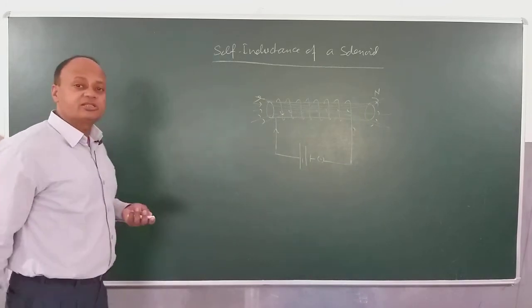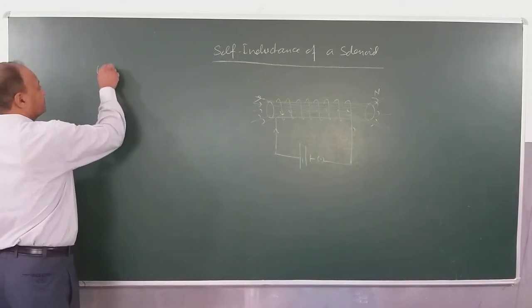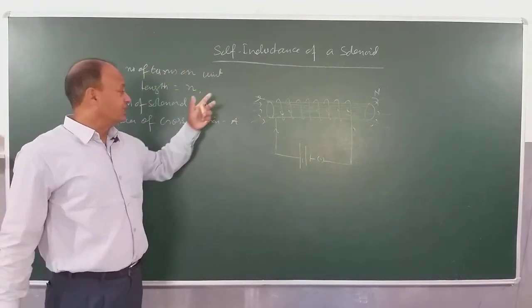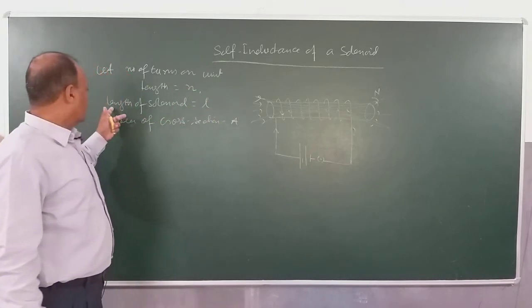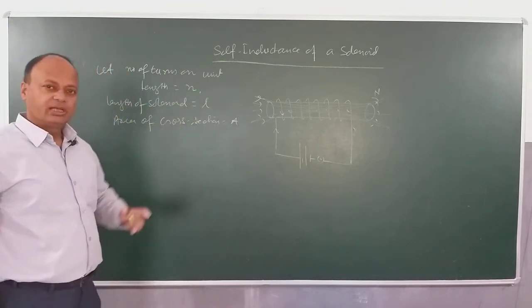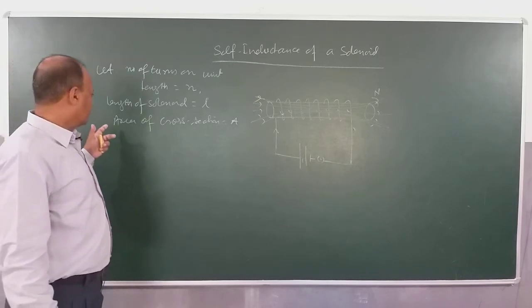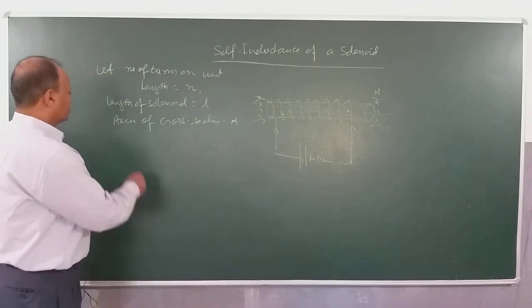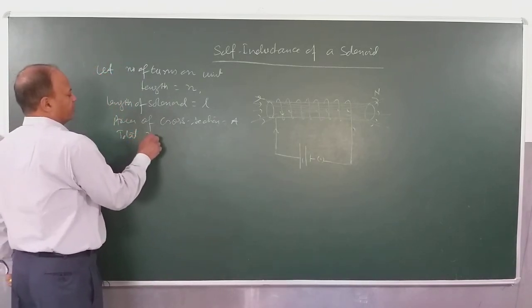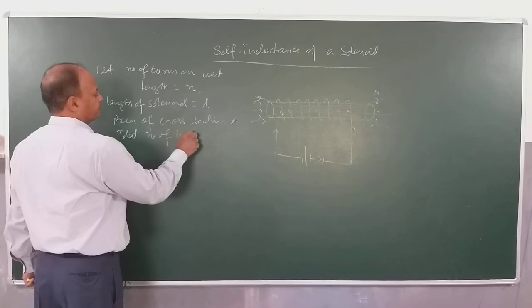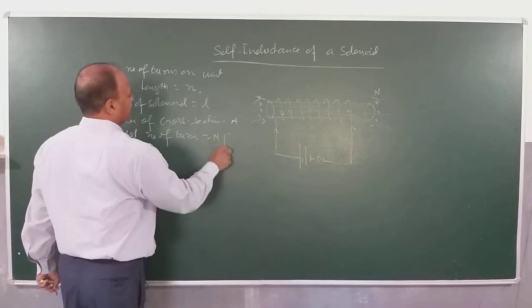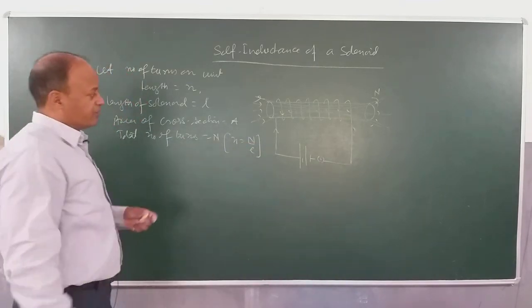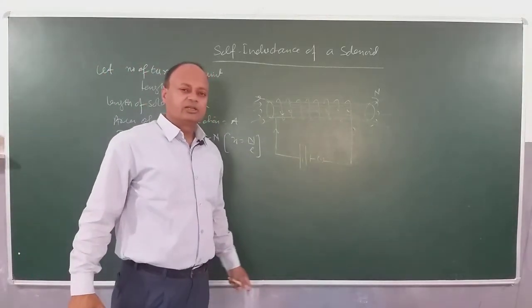We will make certain assumptions, children. Let the number of turns per unit length be small n, and the length of the solenoid be capital L. The area of cross section is capital A, and the total number of turns on the solenoid is capital N. Then you will know that n will be N by L. Clear?